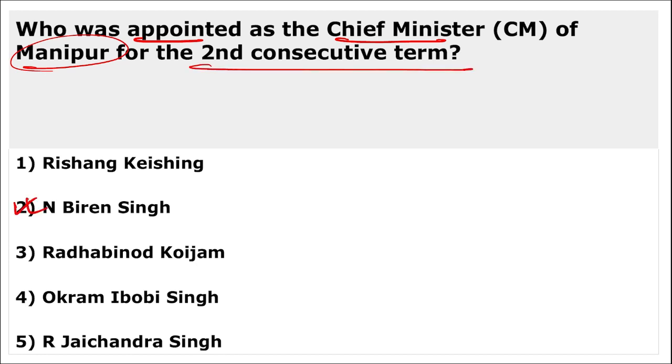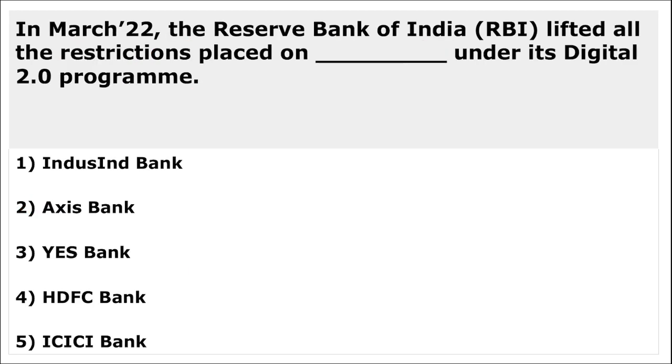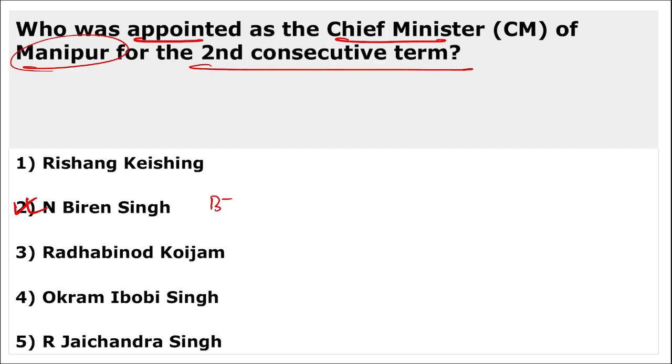Next, who was appointed as the Chief Minister of Manipur for the second consecutive term? He is N. Biren Singh, appointed as the Chief Minister for the second consecutive term. And he is from which party? Remember, he is from BJP.